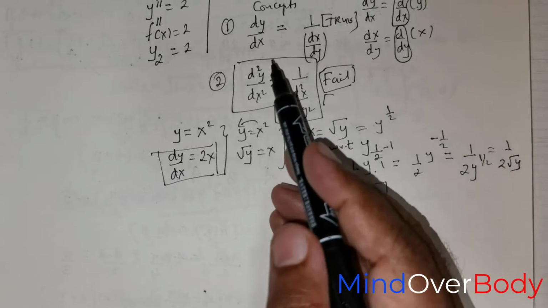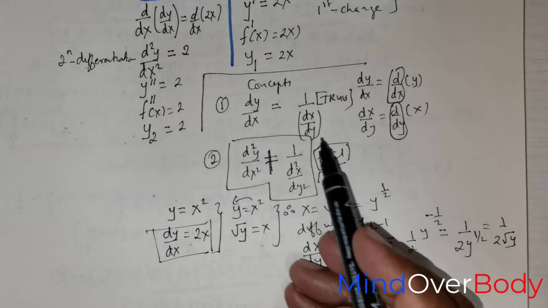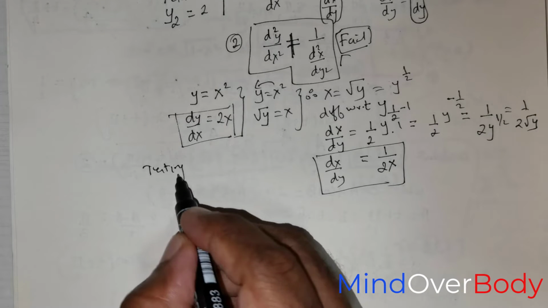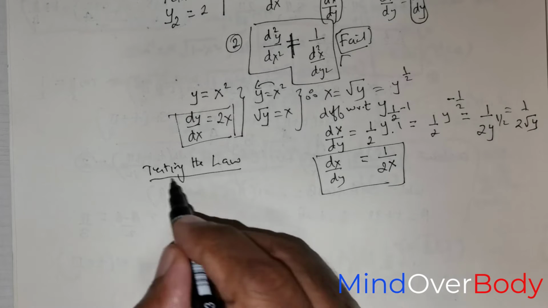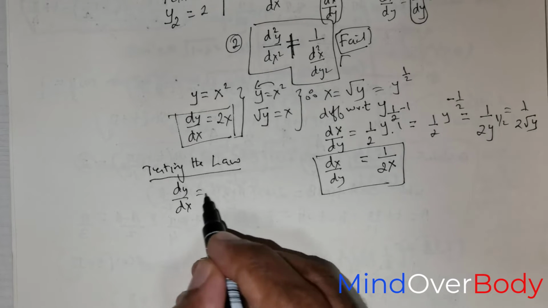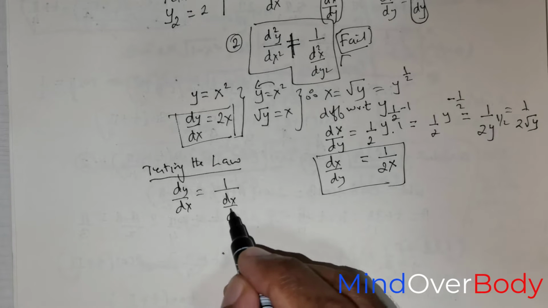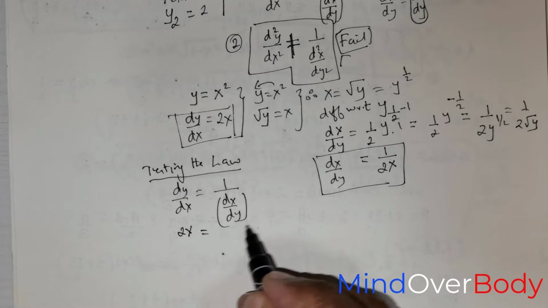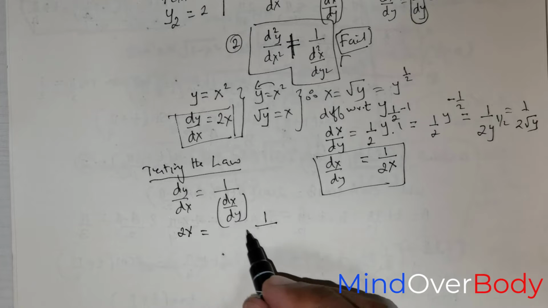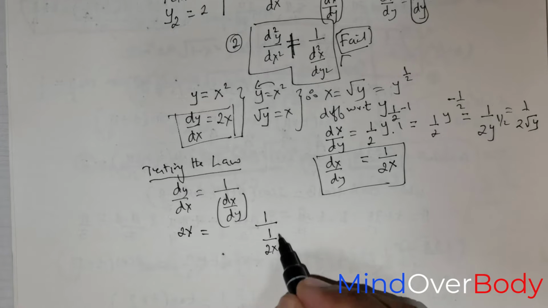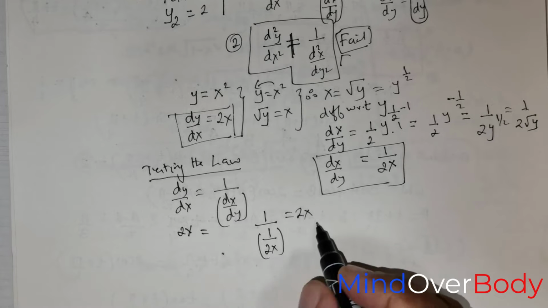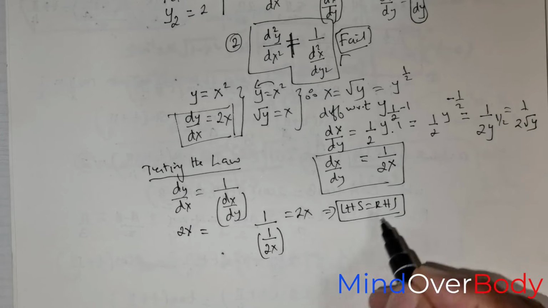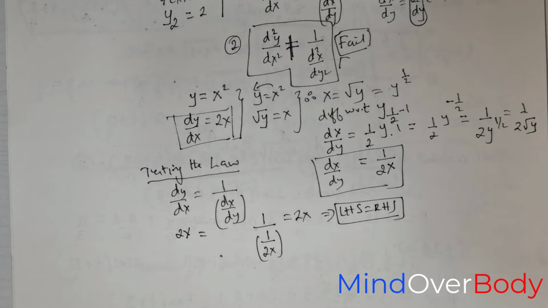Now we got this dx over dy, and then we have this dy over dx. According to our first property, dy over dx is equal to 1 over dx over dy. So let us see that. Testing the law: the law states that dy over dx is indeed equal to 1 over dx over dy. Are they equal? Let us try them out. dy over dx, I'm going to substitute, is 2x, and 1 over dx over dy is 1 over 1 over 2x. If you flip it, you get 2x. So this would mean the left hand side is indeed equal to the right hand side. That is a wonderful result.